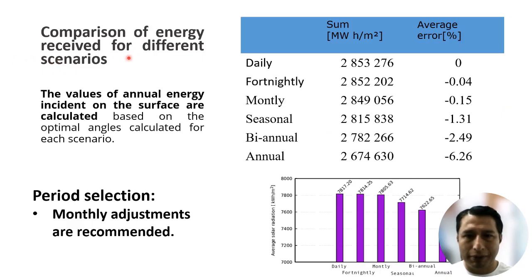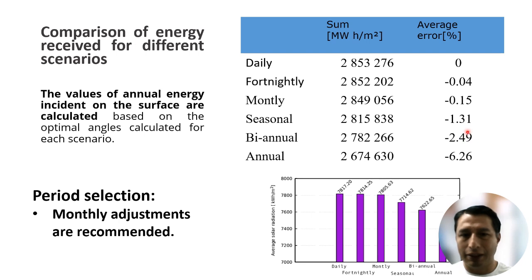Once we have the optimal angles, we compare the annual energy received for different scenarios. Obviously, each scenario with the optimal angle and the values of the other scenarios are shown in the table. What interests us here is the errors we obtain when using the variation scenarios based on the maximum. We can see that compared to the daily, we lost 0.04% of energy on a 40 base. In the month, we lost 0.50. We also see different values for the other cases.